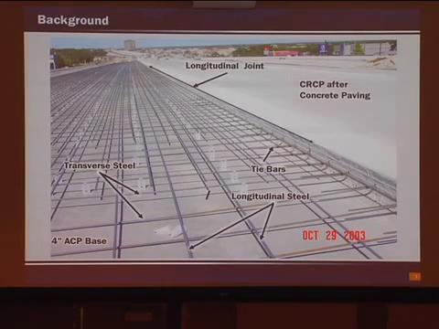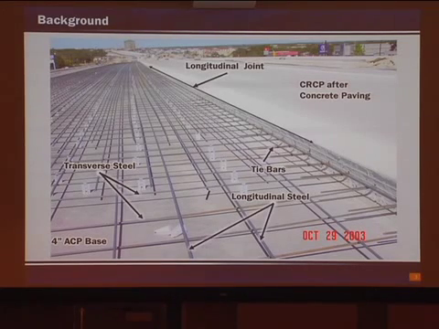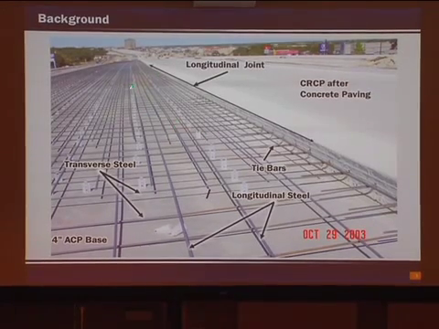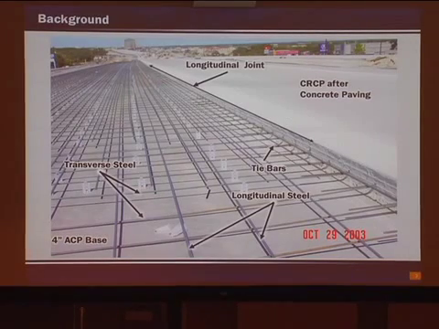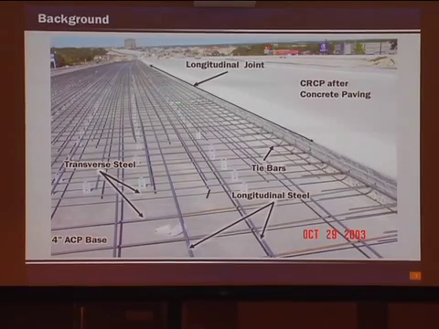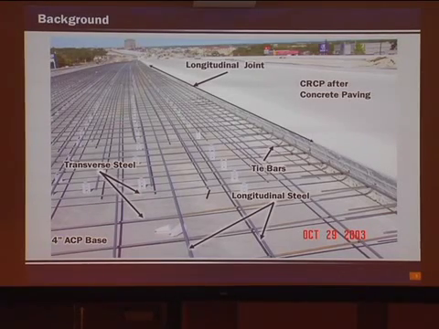Yeah, this is a picture of CRCP. CRC stands for Continuous Reinforced Concrete Pavement. So it has longitudinal steel and transverse steel. So there are no regularly spaced transverse joints in CRCP.